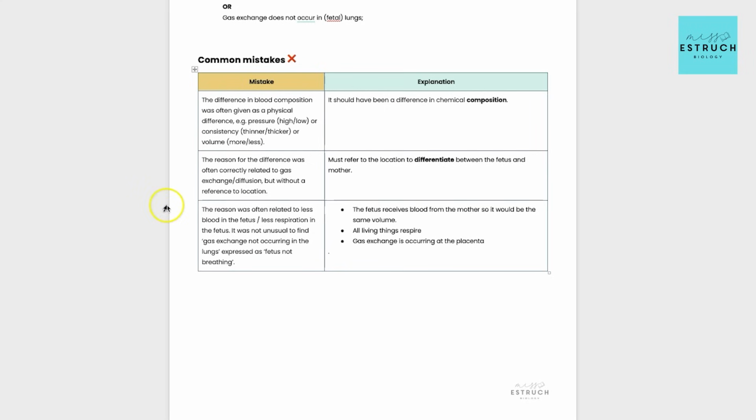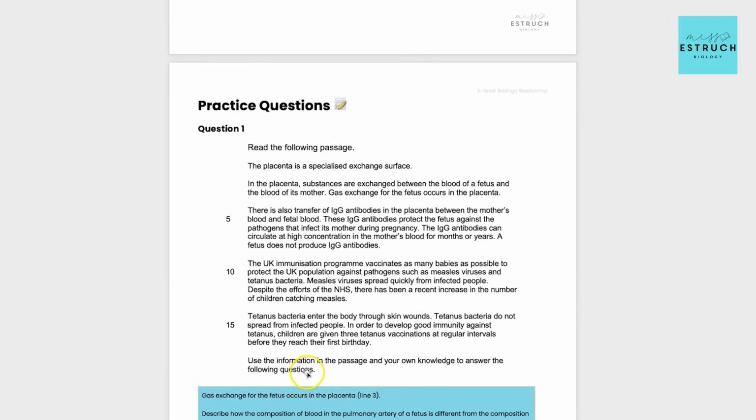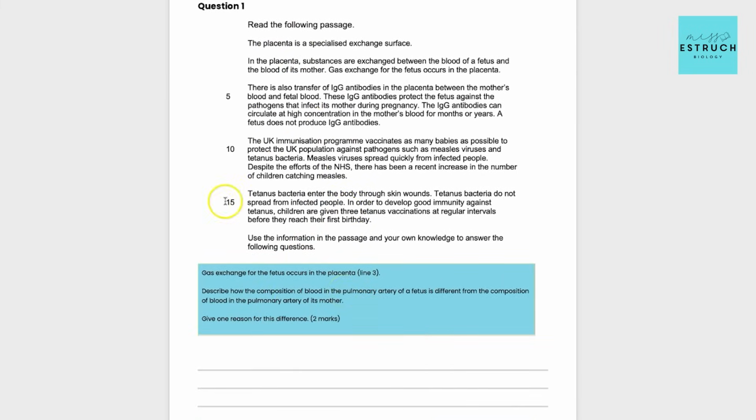And then the last one we've got is, the reason was often related to less blood in the fetus or less respiration in the fetus. It was not unusual to find gas exchange not occurring in the lungs, expressed as fetus not breathing. So that's just an error there, like a misconception. And the reason for that is the fetus receives blood from the mother, so it would be the same volume, but also the fetus will be respiring, all living things are respiring, and knowing that the gas exchange is occurring in the placenta. So gas exchange is occurring, even though it's not happening in the lungs, it's happening in the placenta. So that's just one example. The main thing I wanted to show you was how I would go through that information, and then one example of the type of question and how it links to it.